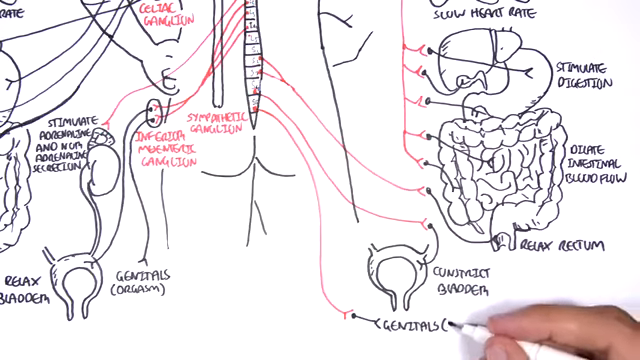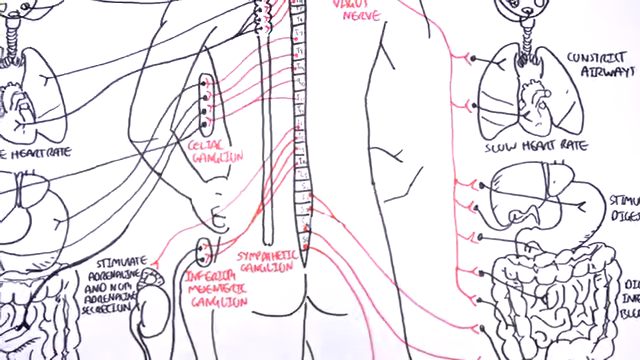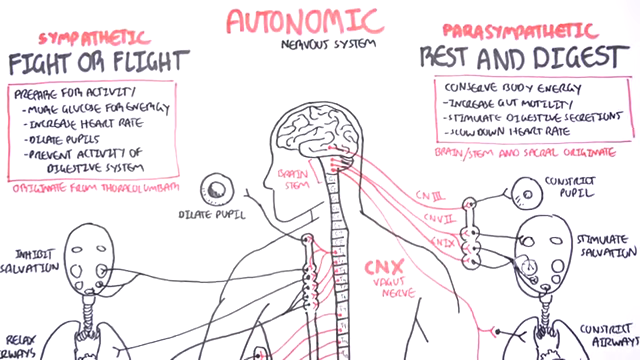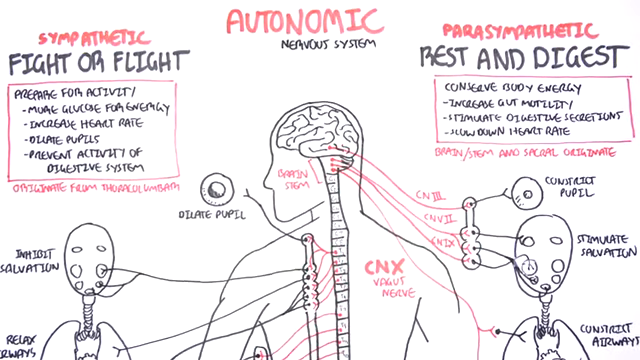When the parasympathetic activity targets the genitals, it will actually stimulate arousal. For example, the parasympathetic nervous system is responsible for maintaining an erection, whereas the sympathetic will cause ejaculation, orgasm. So that was for the parasympathetic nervous system, whose main function is rest and digest.